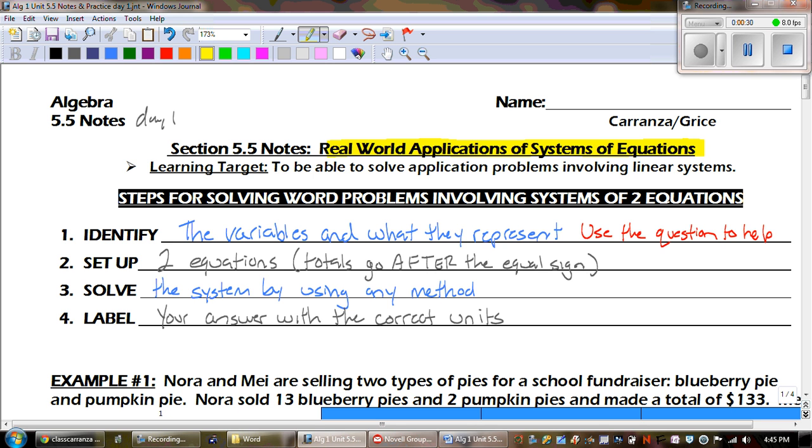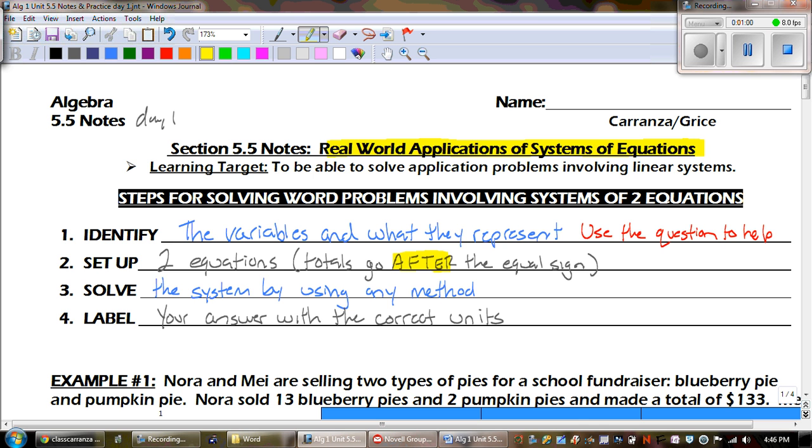First thing we got to do is to identify. What do we need to identify? Well, we got to identify the variables and what they represent. Each problem is going to have a question, and we can use that question to help us. Step two is to set up the two equations. And remember that whenever you see the word total, that goes after the equal sign.